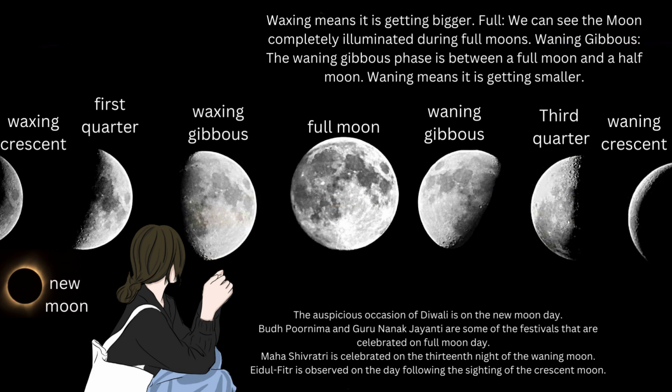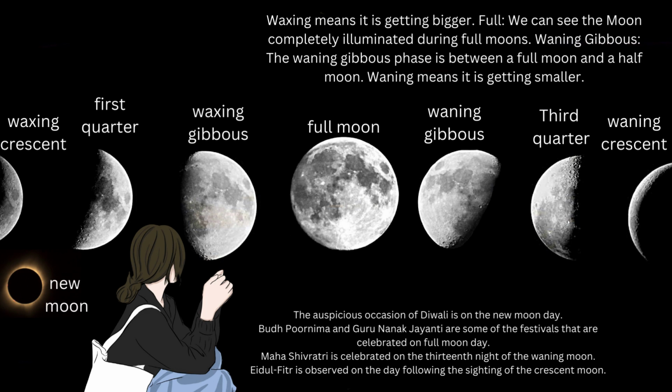The moon goes through a cycle of 8 primary phases, which are as follows. 1. New moon. The new moon occurs when the moon is positioned between the Earth and the sun, so the side of the moon facing Earth is not visible. The moon appears completely dark during this phase.